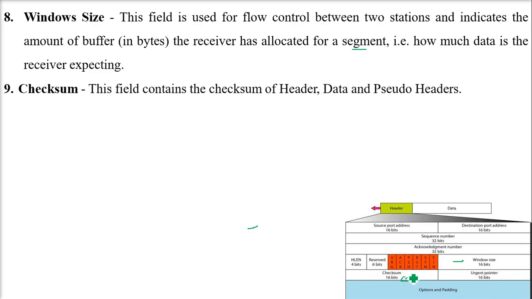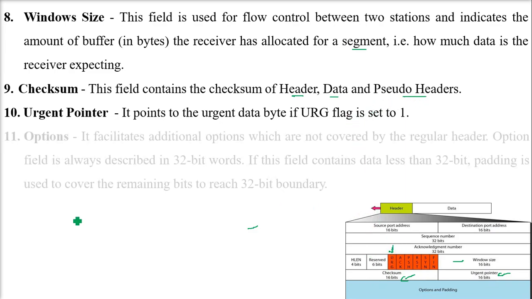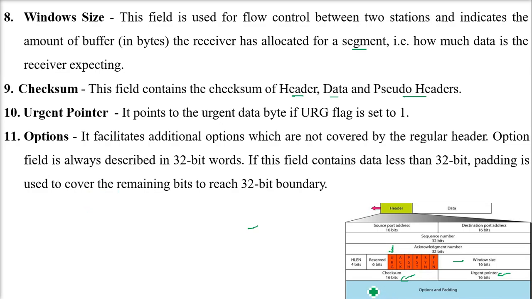Then we have the checksum. This field contains the checksum of the header, data and pseudo headers, and this is how the error control is done. Then we have the urgent pointer. As we just saw, it points to the urgent data byte if the URG flag is set to 1.